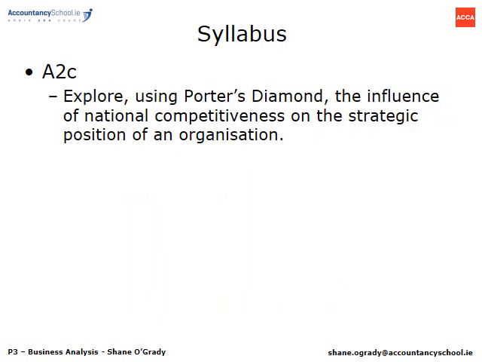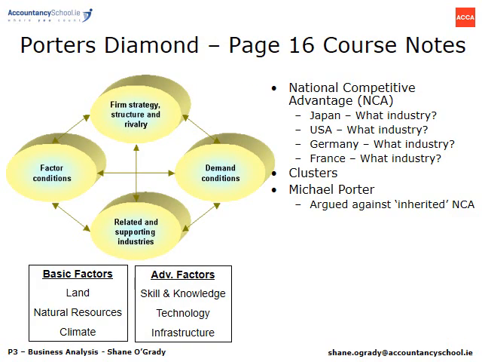Okay, so the syllabus is pretty straightforward. Explore, using Porter's Diamond, the influence of national competitiveness on the strategic position of an organisation. So that doesn't really give an awful lot of clarity as to what this model addresses, and explore is obviously quite a broad verb. So let's get into the detail of it and see if we can throw some light. Okay, so Porter's Diamond is made up of these 4 components. It was one of the first academic models produced by the famous Professor Michael Porter from Harvard Business School.